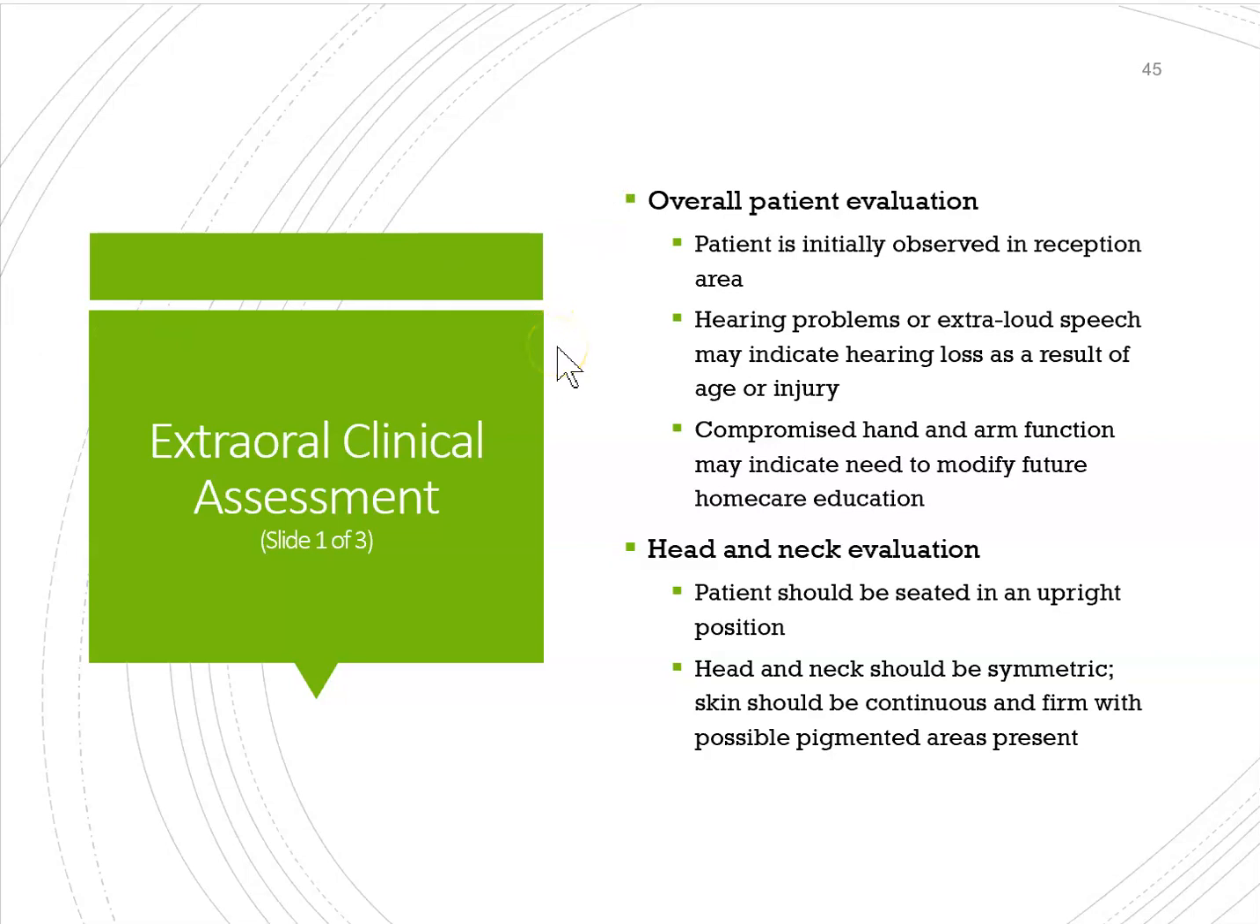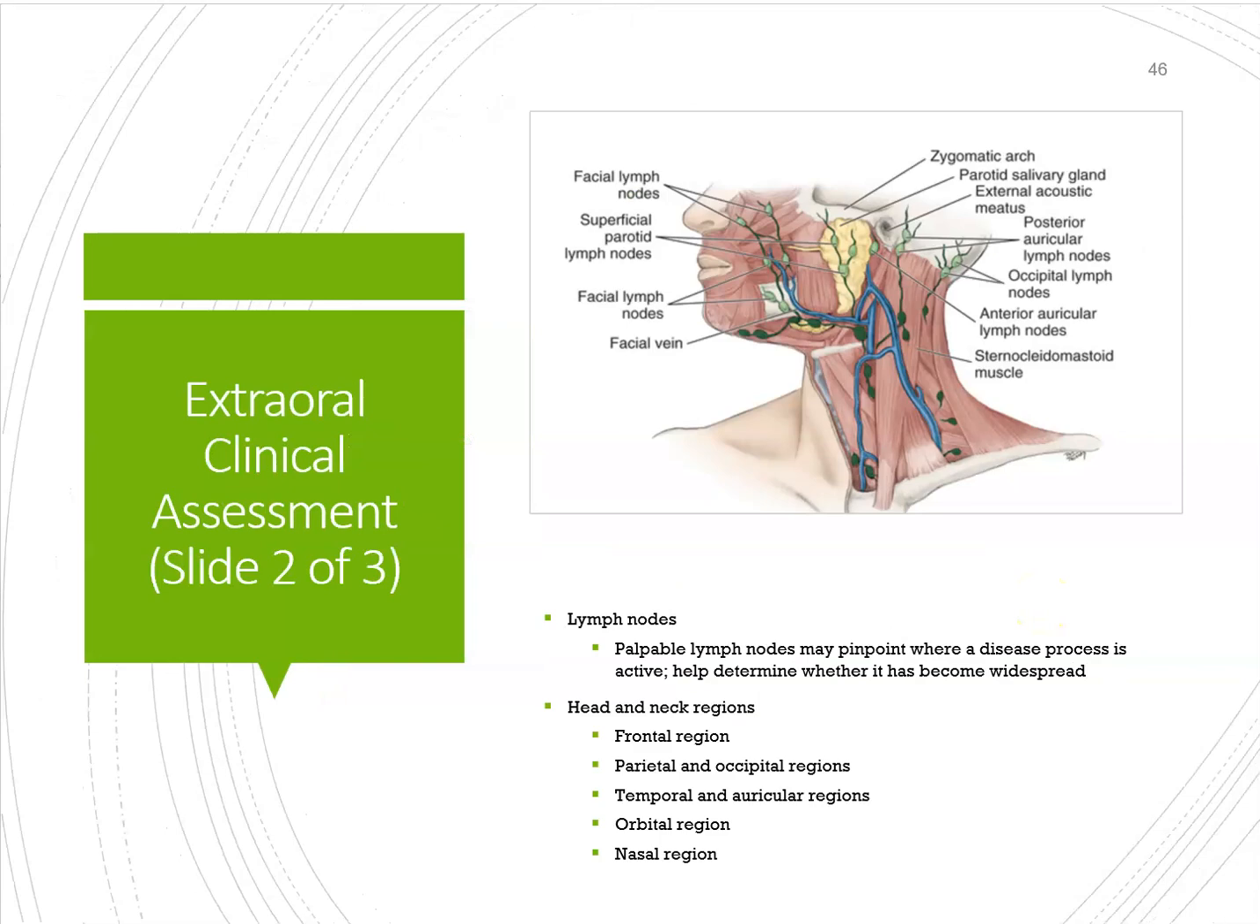When we do an extraoral assessment, we might think we have to palpate everything, but you also want to visually look. See if they're wearing hearing aids. When you're talking to them, do you notice any hearing issues? Do you notice that they're speaking extra loud? If they are, perhaps they have a hearing loss because they can't hear themselves. Check to see if their hand and arm are functioning. Just by observing, you can tell. Sometimes when you get them to sign a consent form, you can tell whether they have compromised hand or arm function. When you do a head and neck evaluation, when you do an extraoral assessment, seat them upright. Really important. Don't have them lying down. Seat them upright when you do this.